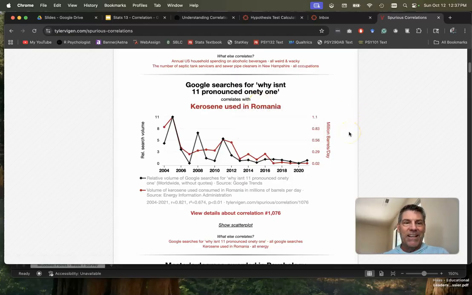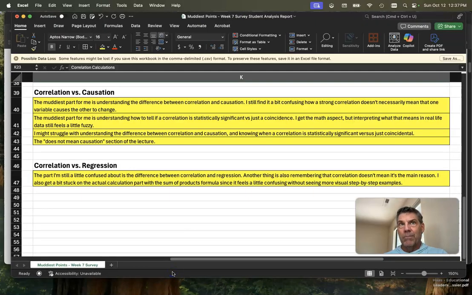So if you're interested and want a little bit more help with this, there's going to be a ton of information online in terms of this idea of correlation does not mean causation. Okay. And then the last thing here is the difference between correlation and regression.